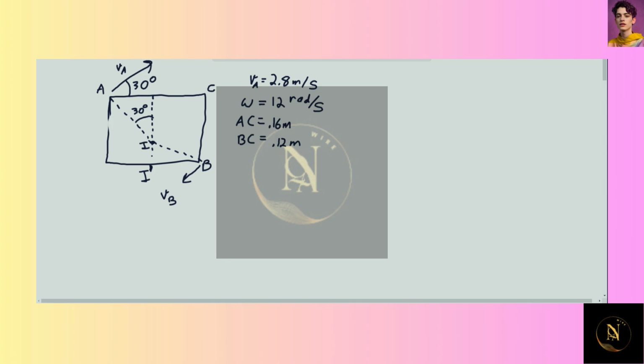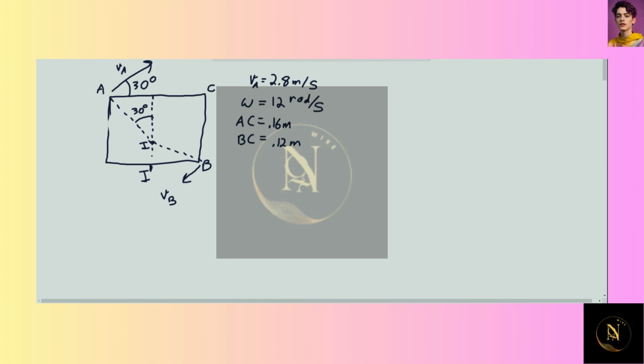It's rotating with an angular velocity of 12 radians per second. We're given the lengths of sides AC and BC, and we're given the direction of VA, and that VA is 2.8 meters per second. So we need to do a few things here in order to find that velocity B. Luckily this will not be terribly complicated for us.